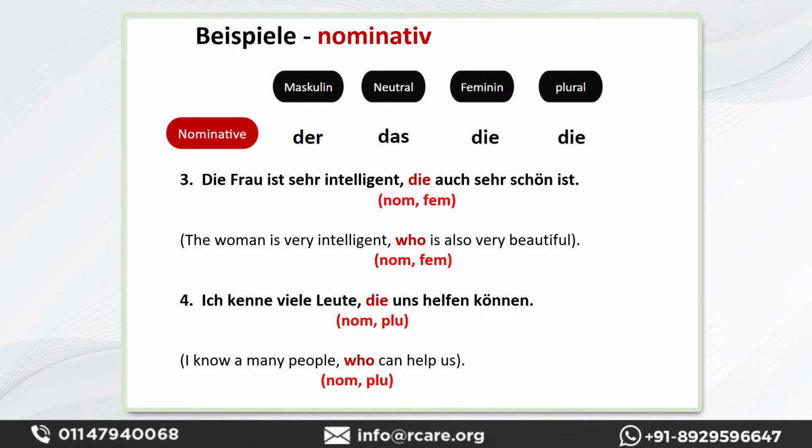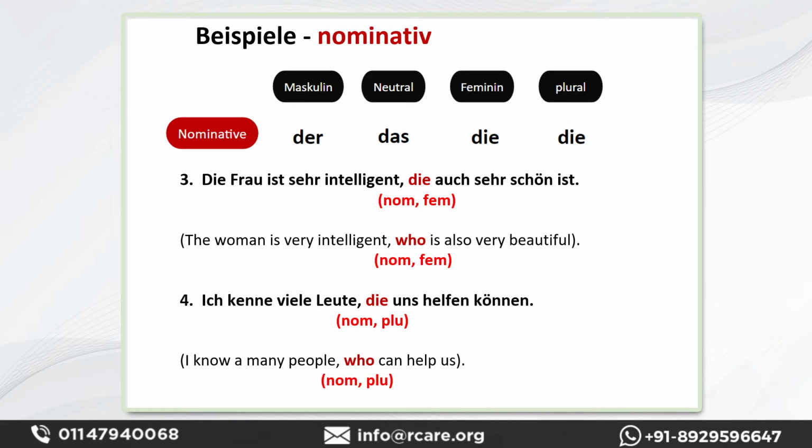Example number 4. Ich kenne viele Leute, die uns helfen können. I know many people who can help us. Here we are referring to many people, that means plural, and they are helping us, so they will be in nominative case.